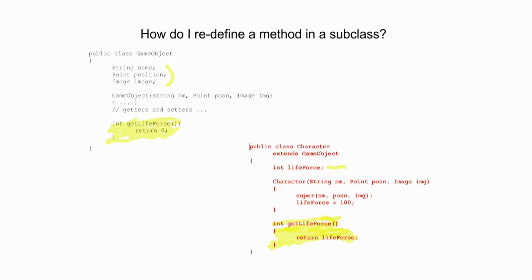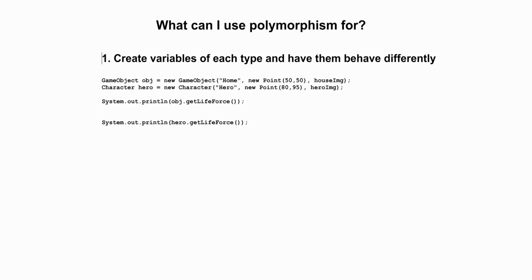So what can I use polymorphism for, Rob? Well, you can use it for a couple of things. I'm going to start with the simplest situation first. And I'm going to say we want to create two variables and have them behave differently. So my first variable here is a variable of type GameObject, and I'm just going to call it OBJ. And I set it to be a new game object, and it's called home because it's going to represent my house and the images of a house, and I put it at a position 50-50.